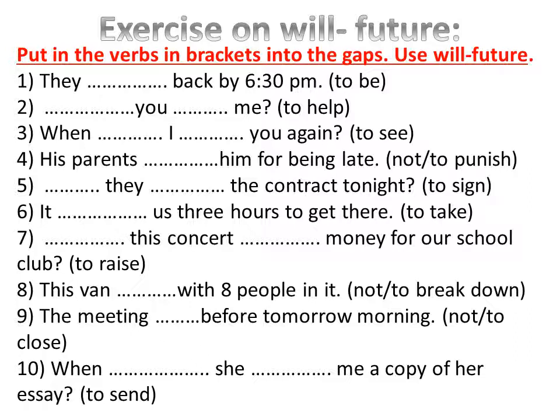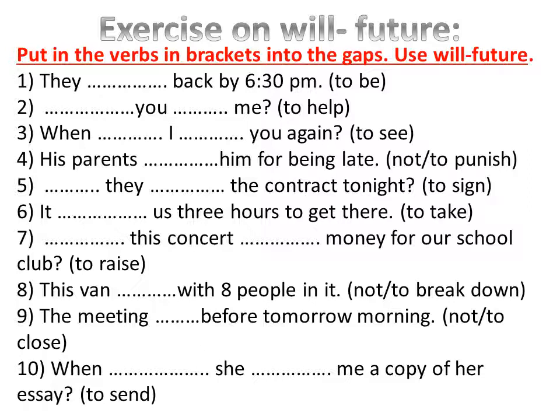Number 6. We use will to express promise. For example, I will stop smoking. So it's a promise. Number 7. We use will in a question tag, after an imperative. For example, do it today, will you? Don't look at your friend's paper, will you?